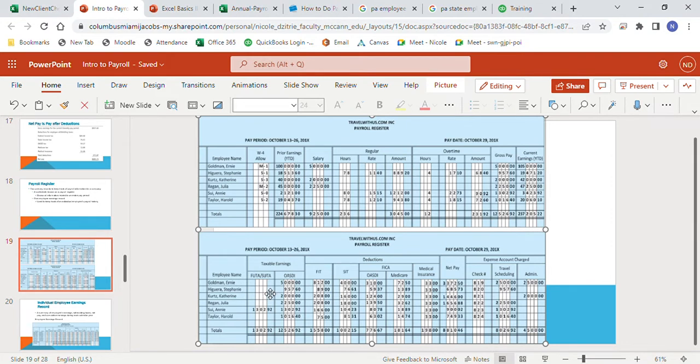I think I'll talk about that next. FIT, which is federal, SIT, which is state, and then the FICA is the OASDI, the disability, and the HI Medicare, and then any medical insurance. So you would take this gross pay and you would subtract all of these deductions to then get your net pay. So this would be the check, and then over here they have the check number, and then they divide it between whether they are a scheduled employee or an administrator.